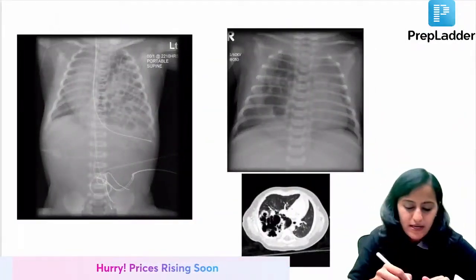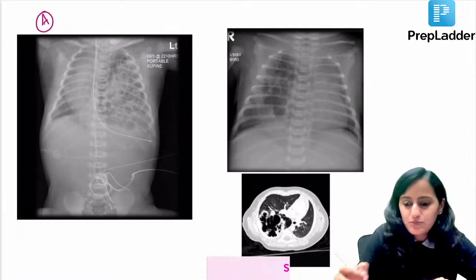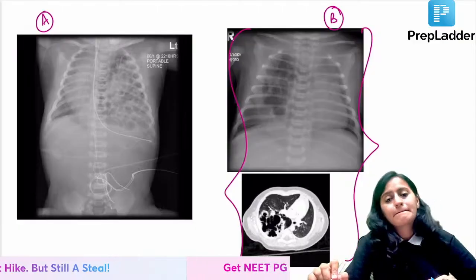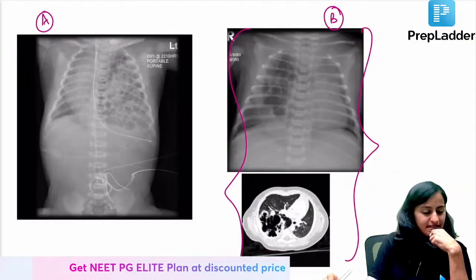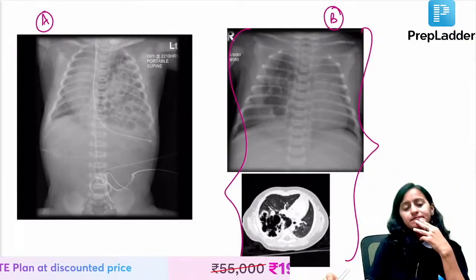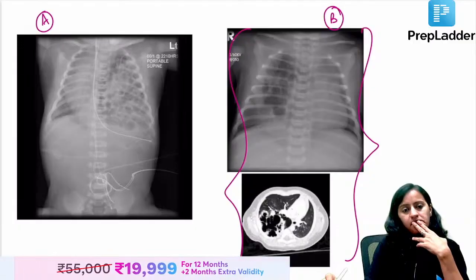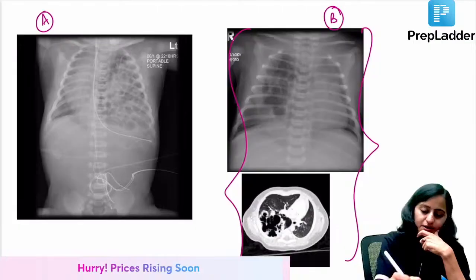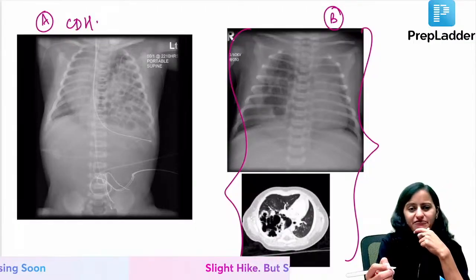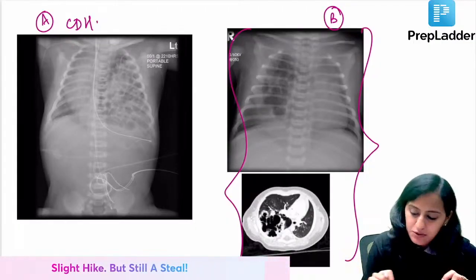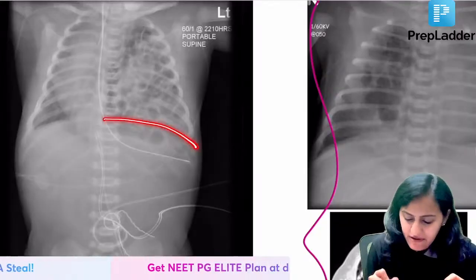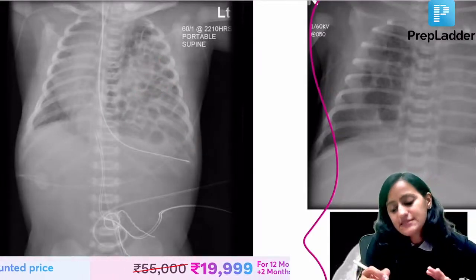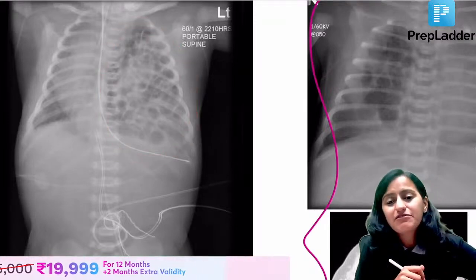Going to next one. What is the first image showing here? And what is the second image showing here? Very good. The first one is congenital diaphragmatic hernia, where you are not able to see the diaphragm well. There are these lucencies in the thorax, right? These are the bowel loops. This is congenital diaphragmatic hernia.